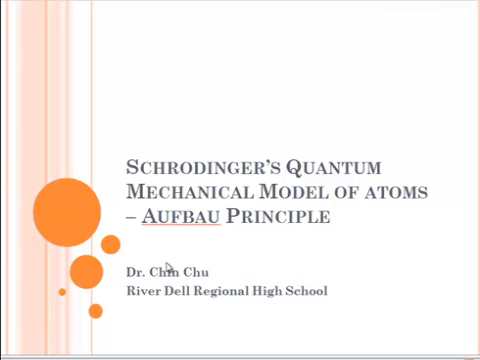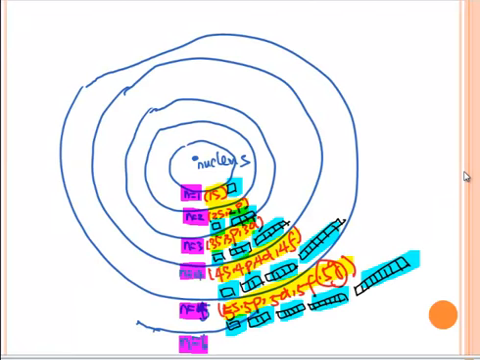Hello everyone, now I want to discuss how we're going to start filling those electrons in those orbitals, and that involves the Aufbau Principle. And usually, as before, we have to recap. In the previous section we discussed Schrodinger's quantum mechanical model of atoms. As you can see, it's illustrated here.